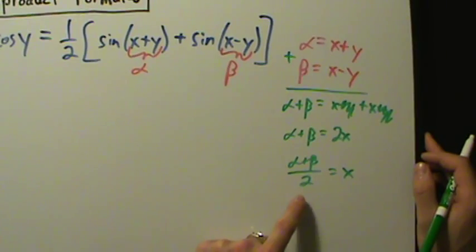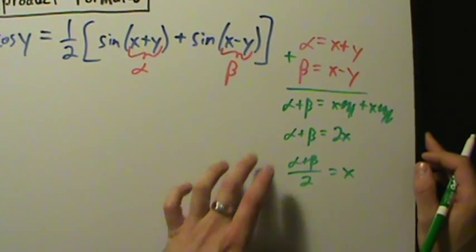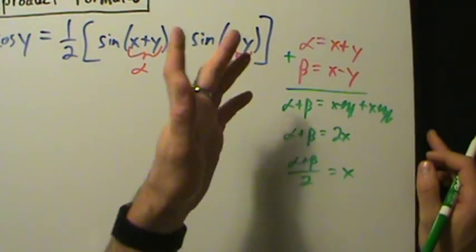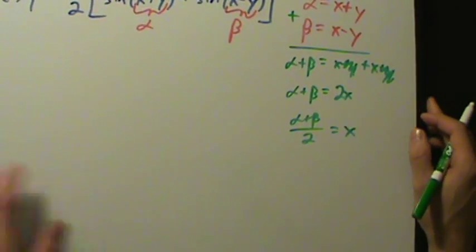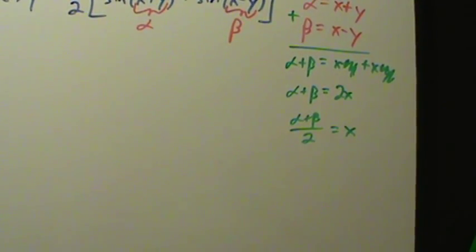Now that we have x, we can plug that back in to get y. Or we could say, what if we subtract the equations? If we subtract the equations, we can also get y that way. Let's go ahead and do that. So we'll subtract the equations. Let's rewrite them.